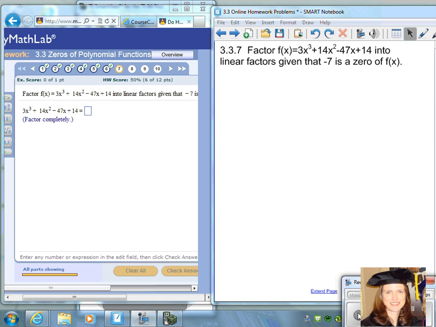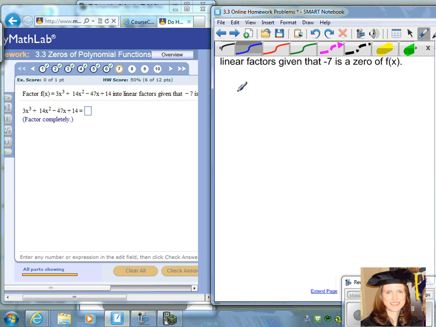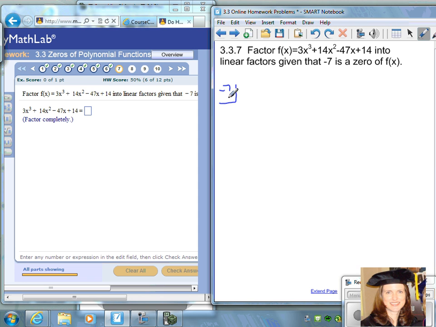For question number 7 in section 3.3, zeros of polynomial functions, we're asked to factor f of x, which is equal to 3x cubed plus 14x squared minus 47x plus 14, into linear factors given that negative 7 is a zero of f of x. What we do is set up a synthetic division problem. If we know negative 7 is a zero, we're going to put a negative 7 in the box. Use the coefficients of the polynomial function, 3, 14, negative 47, and 14.